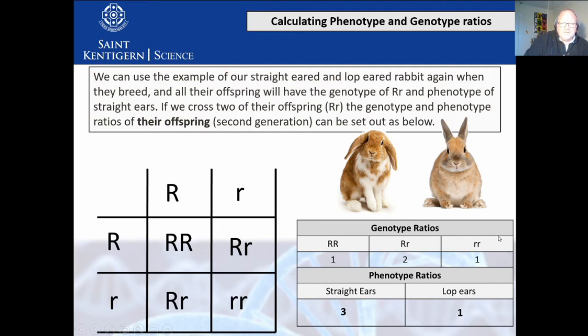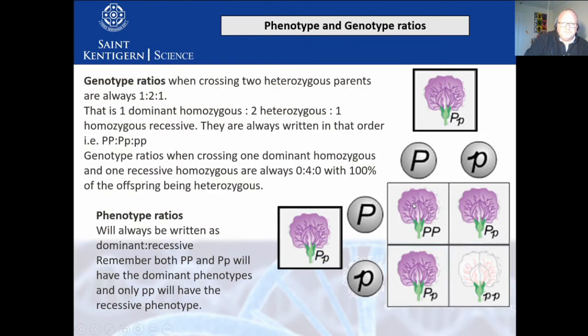Now that's our genotypic ratio, but our phenotypic ratio says if it's got one dominant, it's going to be straight ears. So can you see there's 2 straight ears there and 1 straight ear here. They're going to ask you to write down the genotype ratio or the phenotype ratio. The way that we write them down is by using a colon. So 1 to 2 to 1. Can you see it's 1 to 2 to 1. They are always written in that order. 1 to 2 to 1. Okay?